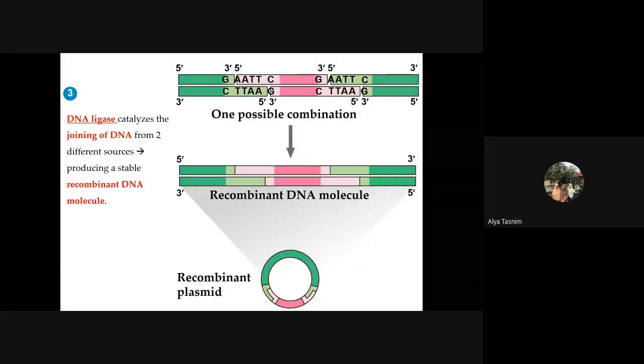Okay, so after you have inserted the foreign DNA into the bacterial plasmid, you have to join together the two DNA sources using the enzyme DNA ligase. DNA ligase catalyzes the joining of DNA from two different sources, producing a stable recombinant DNA molecule. Okay, so this is the recombinant DNA, the recombinant plasmid.